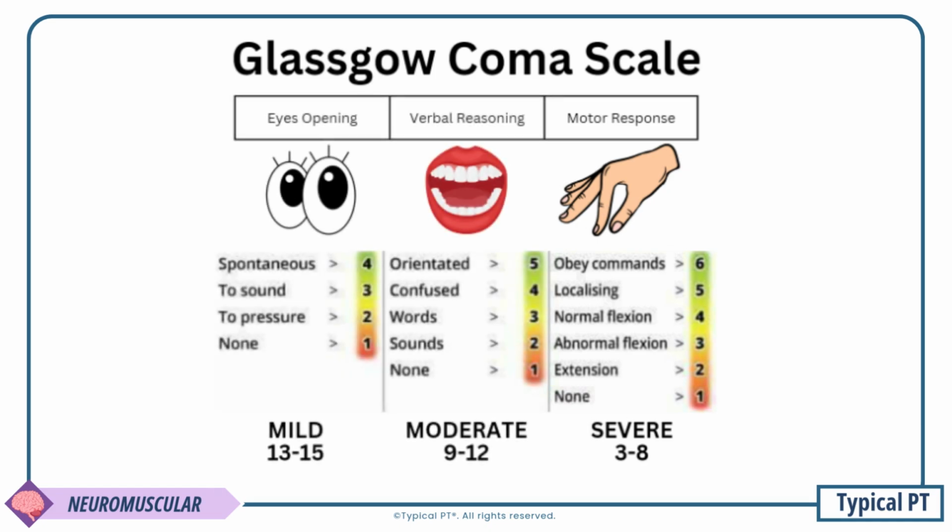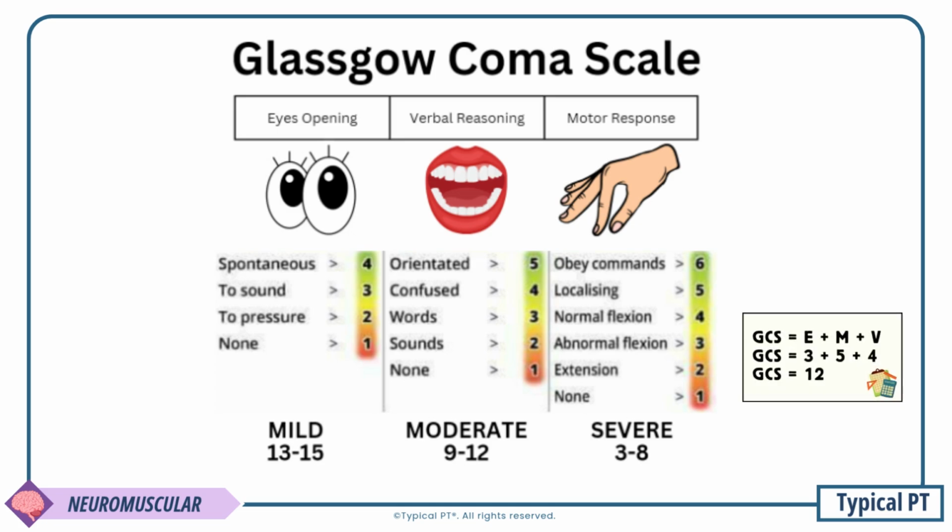The diagram also classifies severity by score range. Mild is 13 to 15, moderate is 9 to 12, severe is 3 to 8. Since this patient's score is 12, that places the patient in the moderate category shown in the diagram.